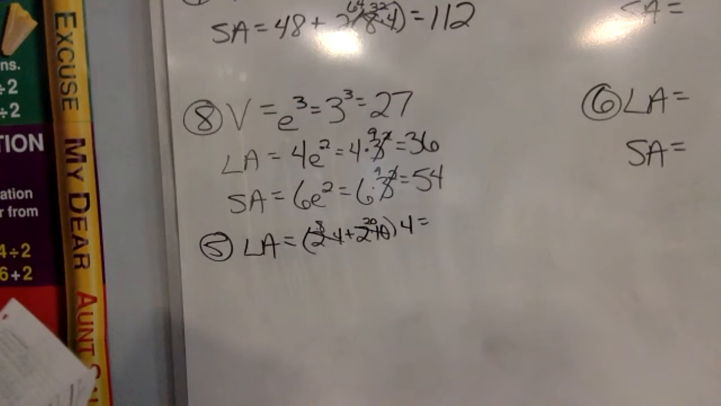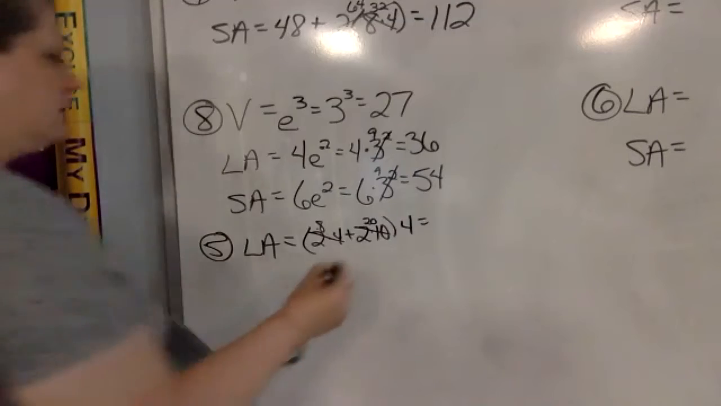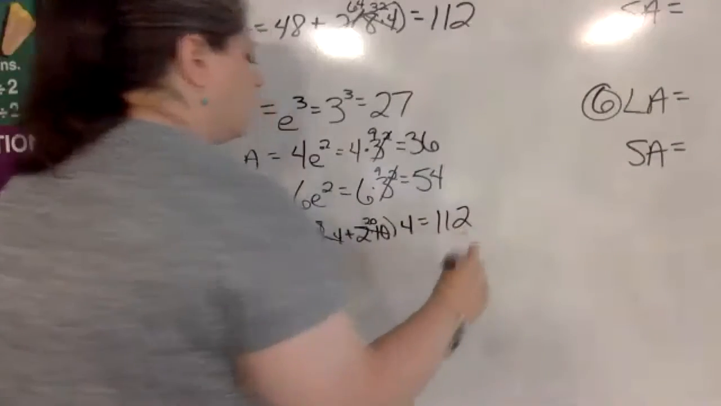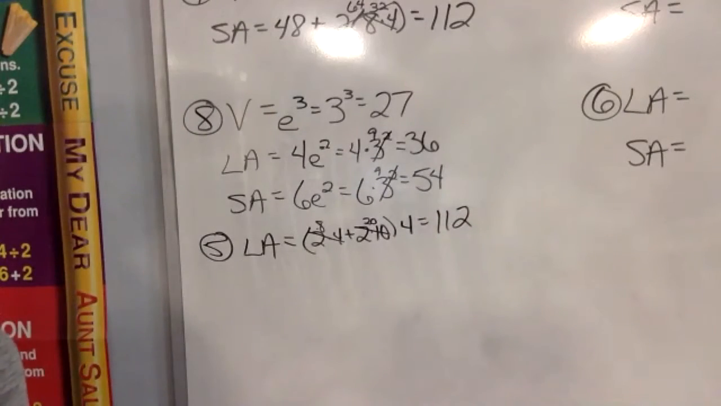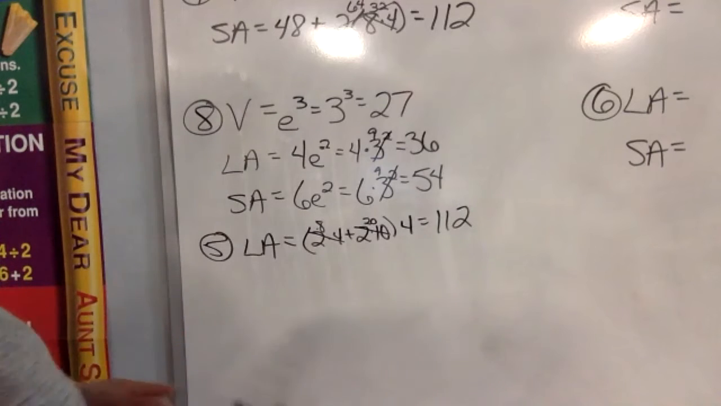28 times 4. Let me look it up. 112. I was looking at the wrong problem where I worked it out and was like, I don't have those numbers at all, but I wasn't looking at number 5. I was looking at number 6, that's why I didn't have those numbers.